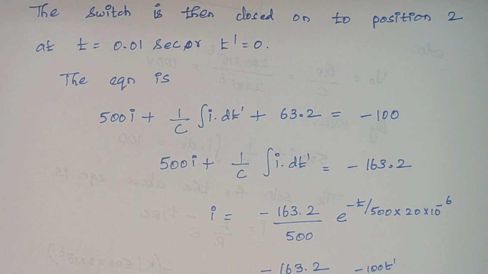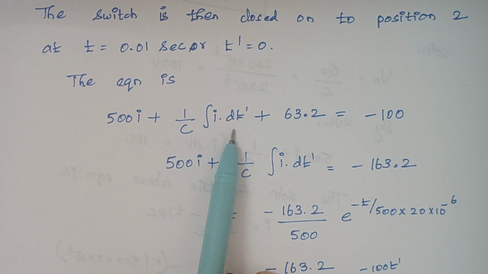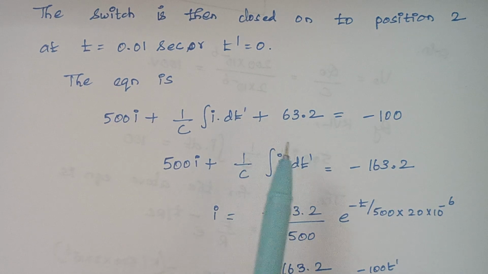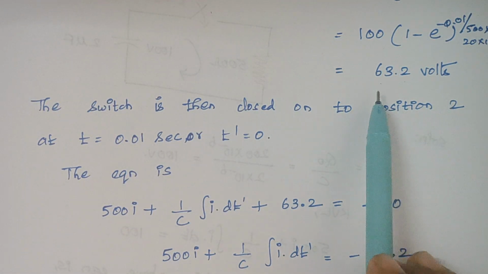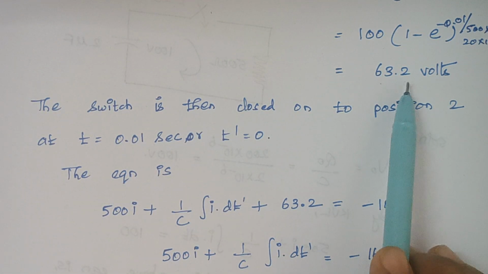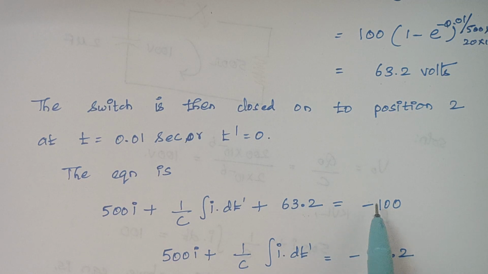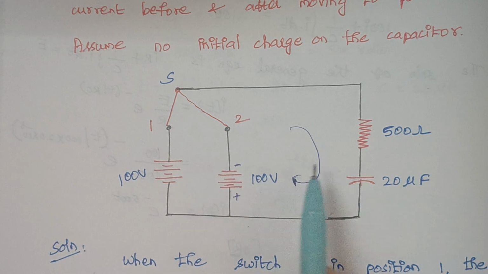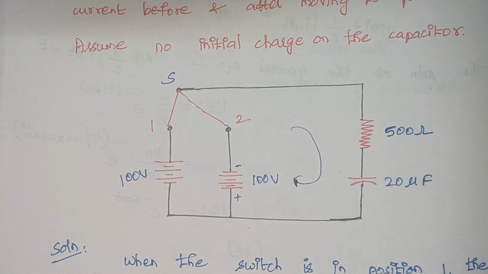When you write the expression as usual, I into R plus 1 by C integral of I dt dash plus the voltage across the capacitor when the current I of t flows through it. Here the voltage is 63.2 volts. We write it as 63.2 volts, which is equal to, when you look at this diagram, the current flows from plus to minus here. Therefore it is a negative voltage.